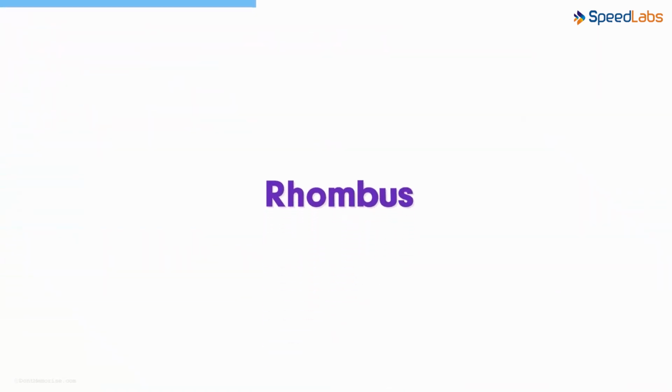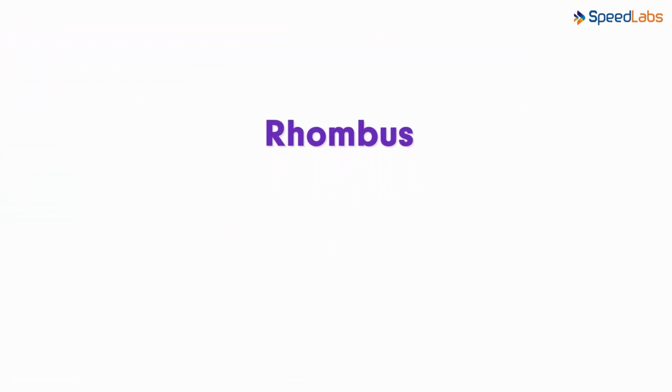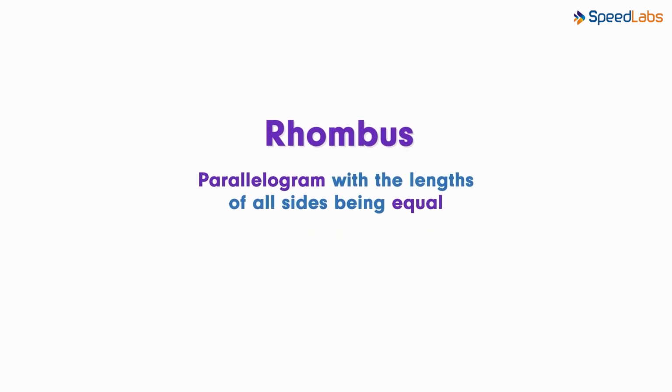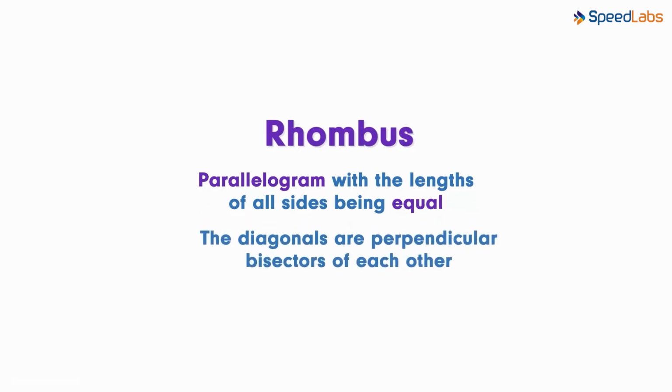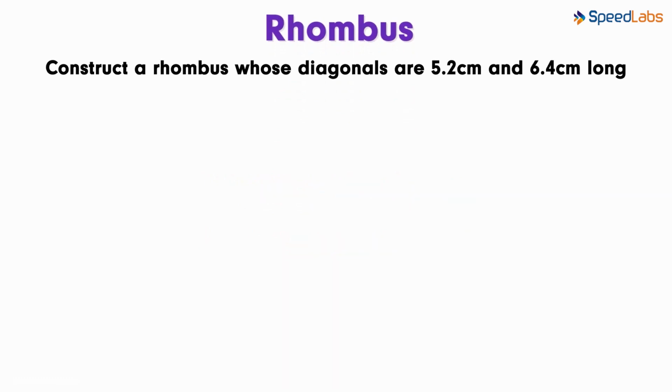How about a rhombus? Is it easy to construct a rhombus? What is a rhombus, by the way? A rhombus is a parallelogram with the lengths of all sides being equal. Do you know another important property of a rhombus? Yes, the diagonals are perpendicular bisectors of each other. Let's try an example using this property. Now try solving this example yourself.